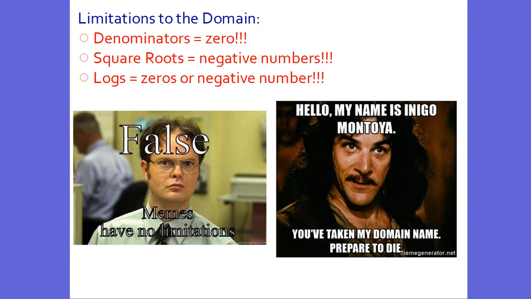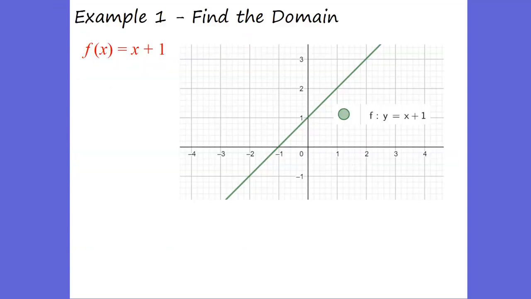And also logs, natural logarithms. You cannot have zero or negative numbers for logarithms. This is a limitation to the domain. So when you're trying to find the domain, there are 3 different limitations: denominators, square roots, and logs. So ask yourself all 3: do I have any of those things? Let's take a look at some examples.